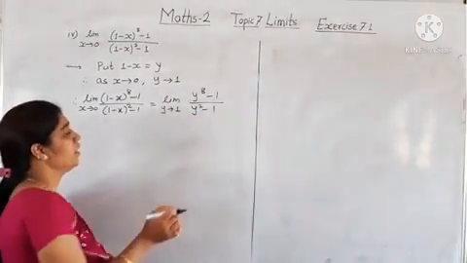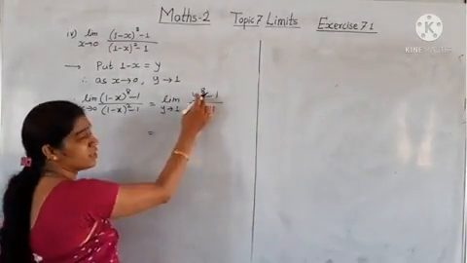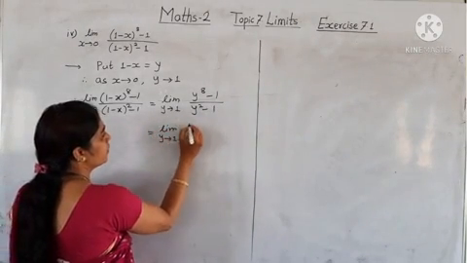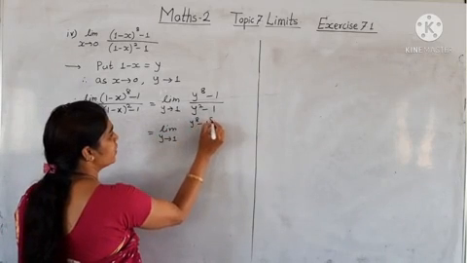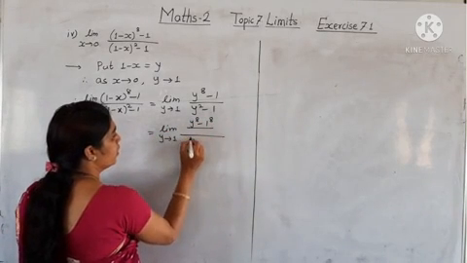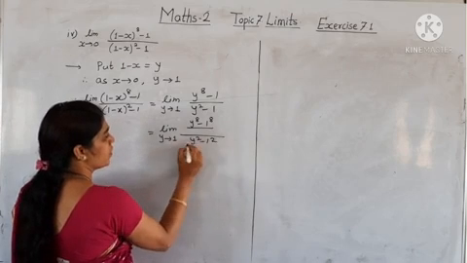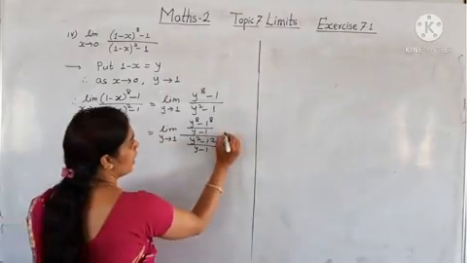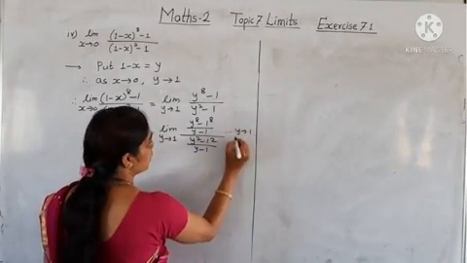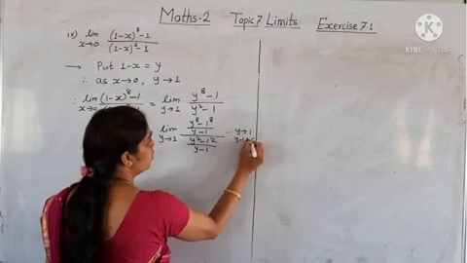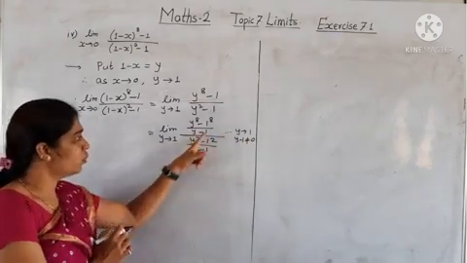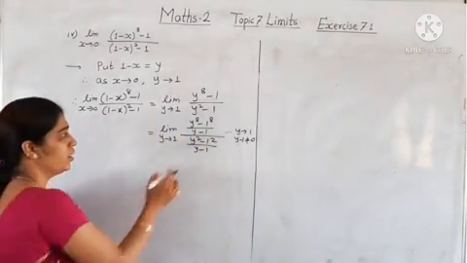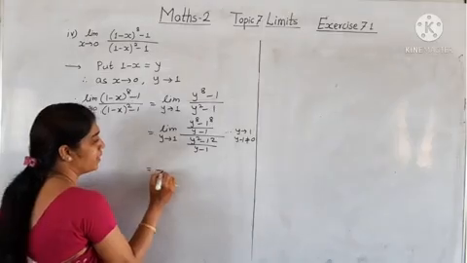Okay, now we had solved this in question number 1 and 2 as limit y tends to 1, y raised to 8 minus 1 raised to 8 upon y squared minus 1 squared. Here we divide numerator and denominator by y minus 1. Why? Because as y tends to 1, y minus 1 is not equal to 0. So we divide both numerator and denominator by y minus 1. Now we apply the formula and separate the limit.